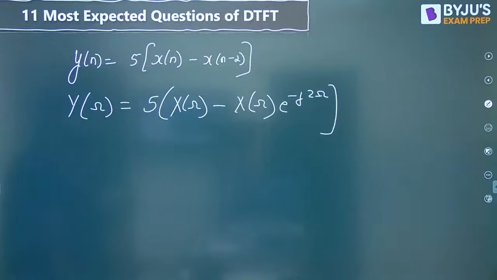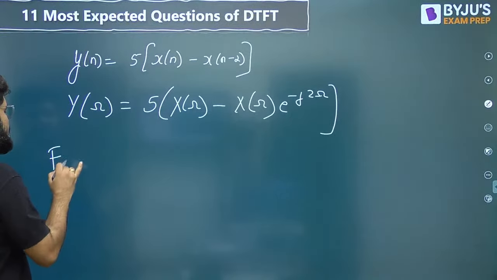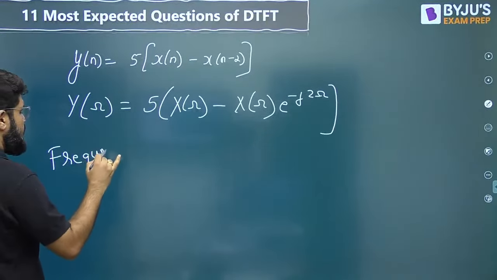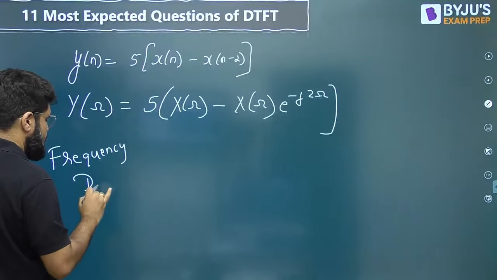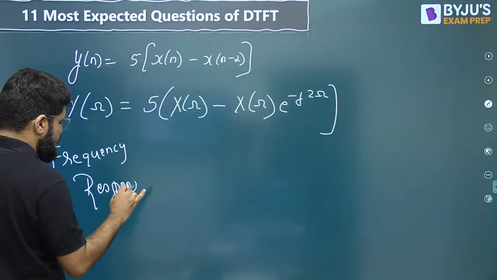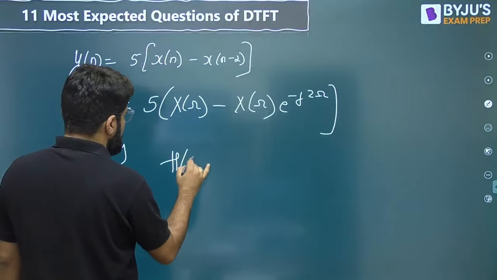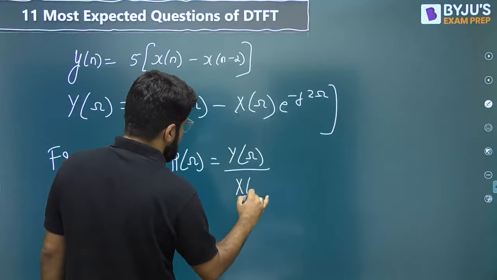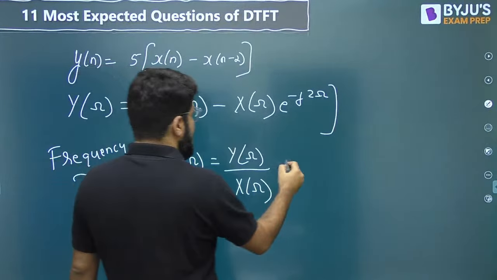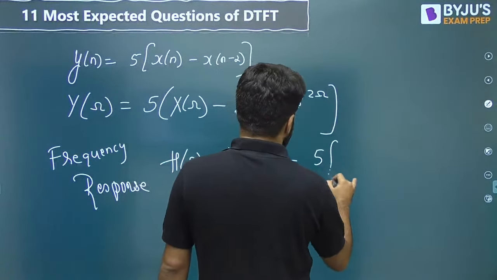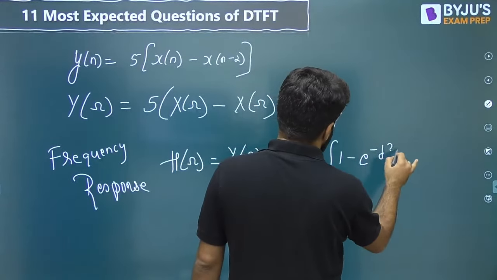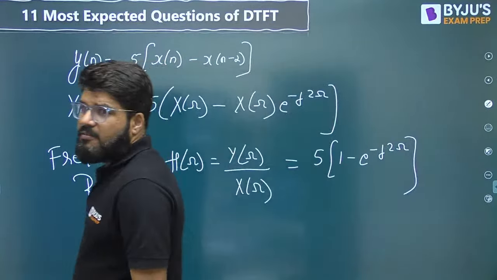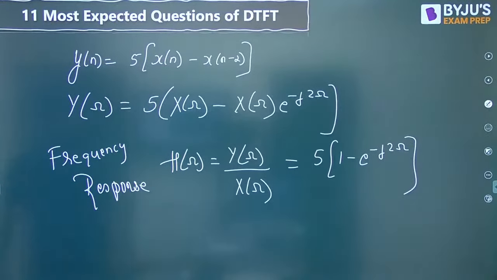Okay. So what is the frequency response of the system? How do you define the frequency response of the system? The frequency response H of omega is defined as Y of omega divided by X of omega, and when you divide X of omega on the left hand side, you get 5 into 1 minus e power minus j2 omega.